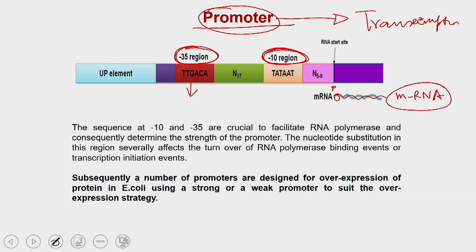After the transcription, the level of messenger RNA produced from this particular promoter is going to be low. That's why promoters may fall into two categories. The strong promoter, where the minus 35 region as well as the minus 10 region facilitates the rapid docking of the RNA polymerase. Since it is allowing rapid docking, it is going to increase the messenger RNA level within the cell.